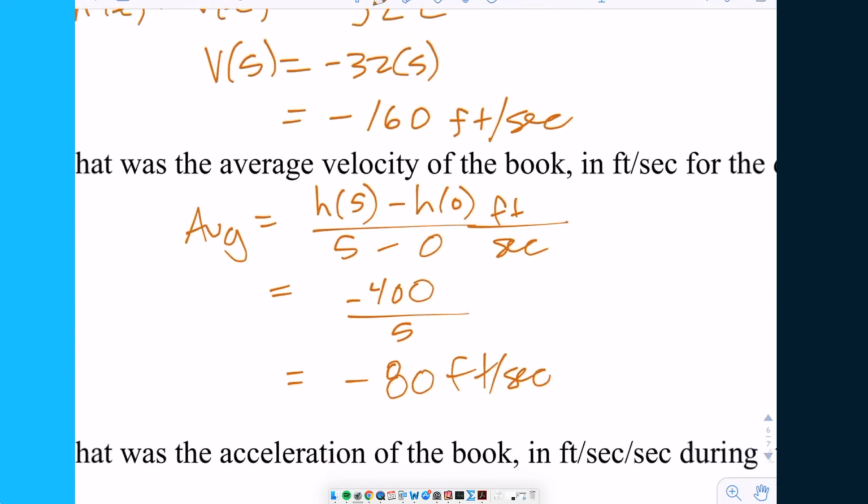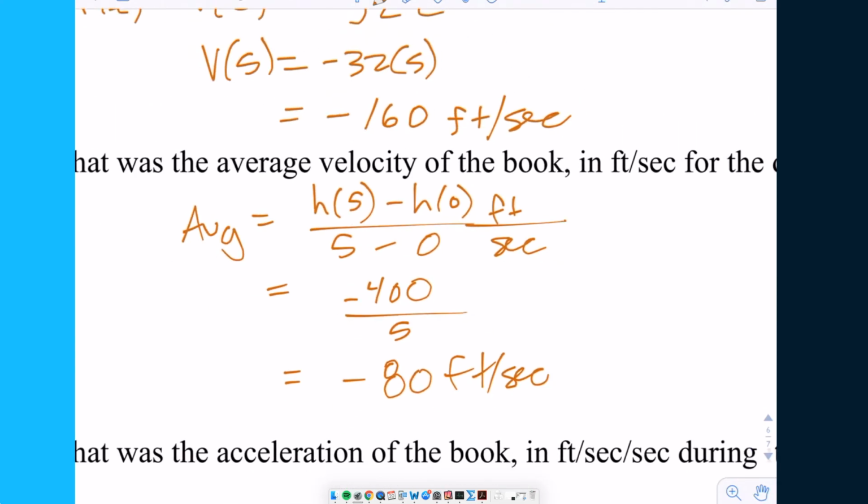Now, does that mean it was falling at 80 feet per second the entire time? No, that was the average, right? Like if you let go of it and it hit 80 right away and it had it on cruise control the whole time. Can books do cruise control? Yeah, some. Yeah, some, right. They're really expensive books.